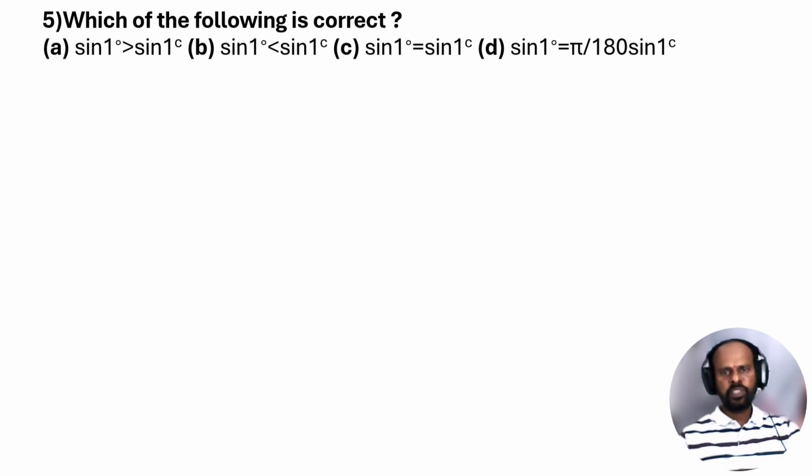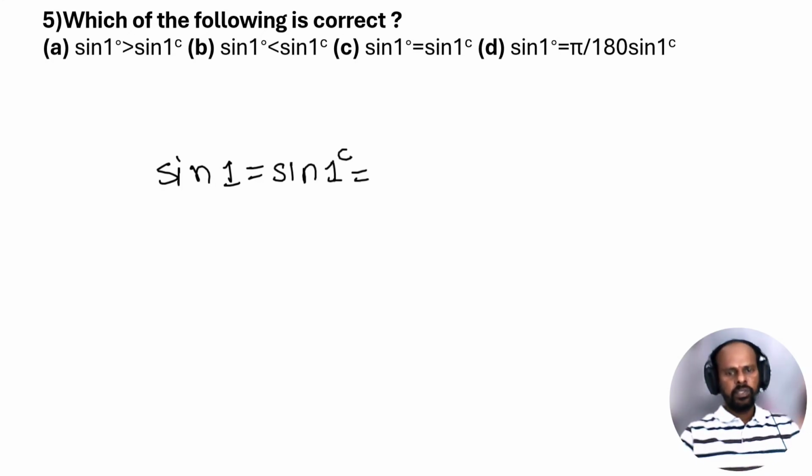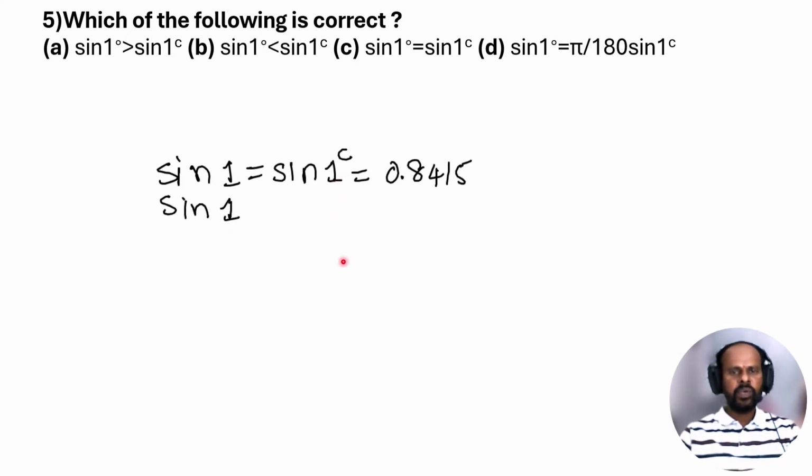So here 4 options are given. In these 4 options we have to find which of the following is the correct answer. So in all the options given, they are compared with sine 1 degree and sine 1 radian. If you observe this, sine 1 means you have to understand sine 1 radian. Sine 1 radian equals 0.8415, and sine 1 degree equals 0.0175. So these are the values of both.